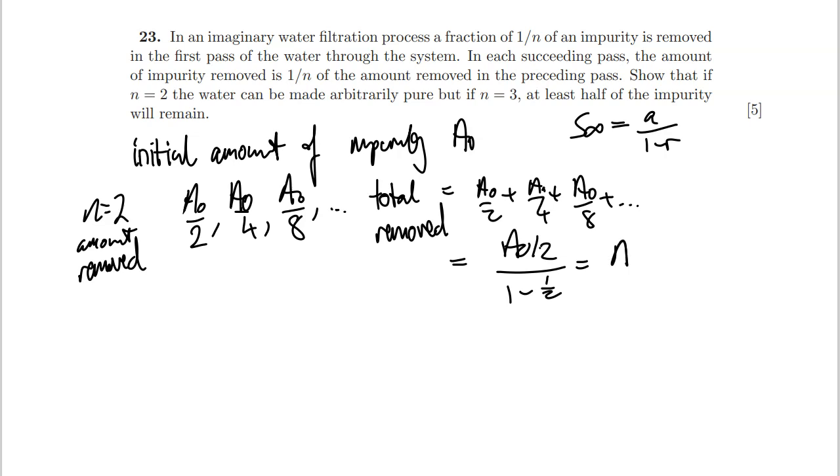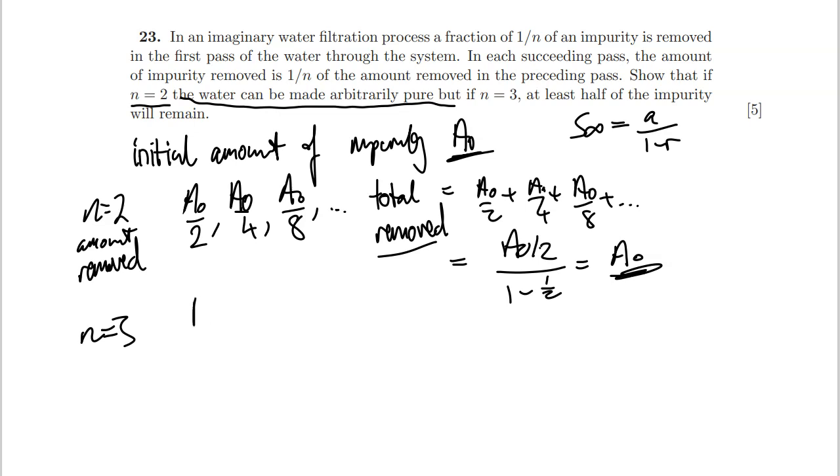And then once you work this out, you should see you get A0. So the total removed is A0, which was the exact amount of impurity we had in the first place. Therefore, the water can be made arbitrarily pure for n equals 2. Now, if we do exactly the same thing for n equals 3, what do we get?